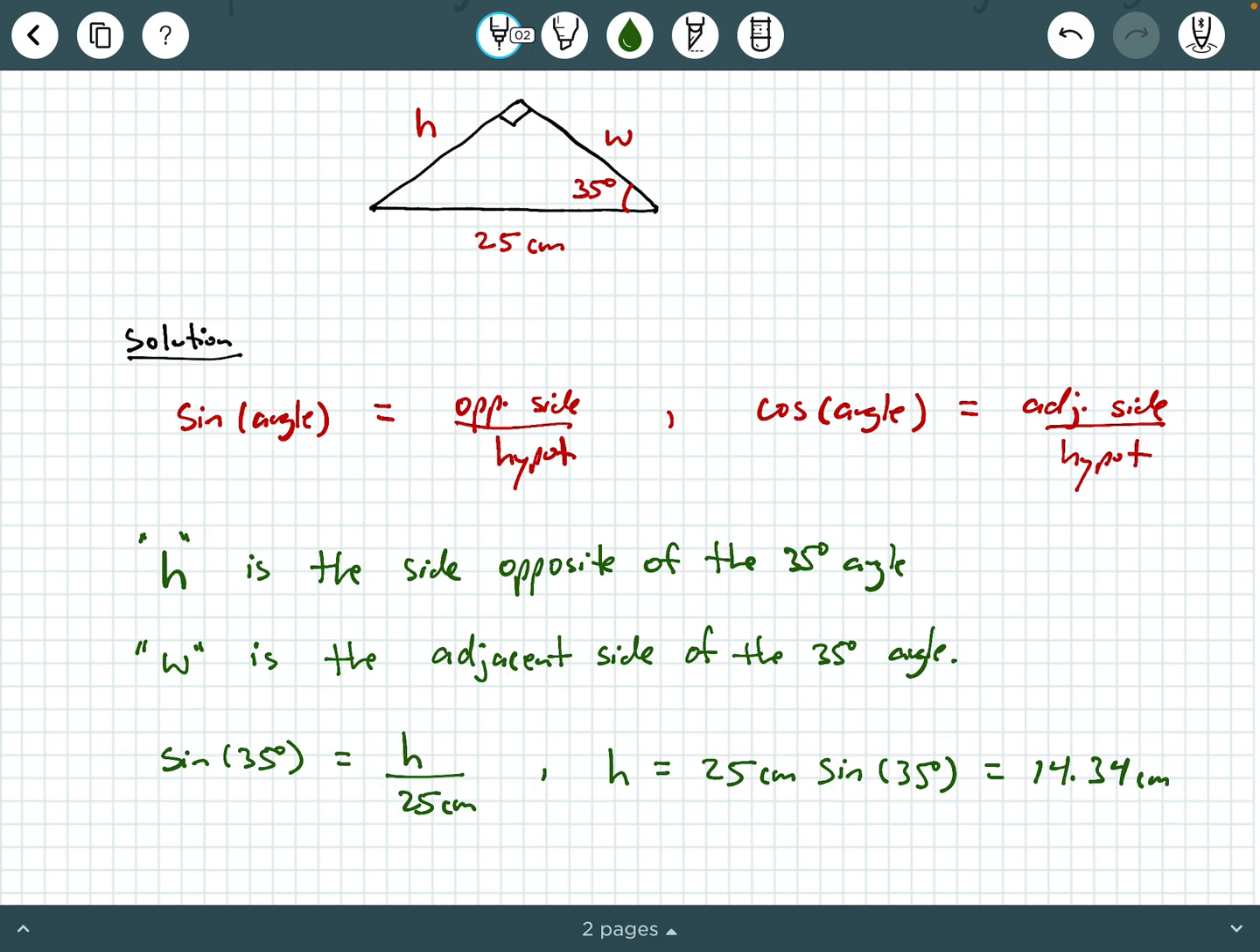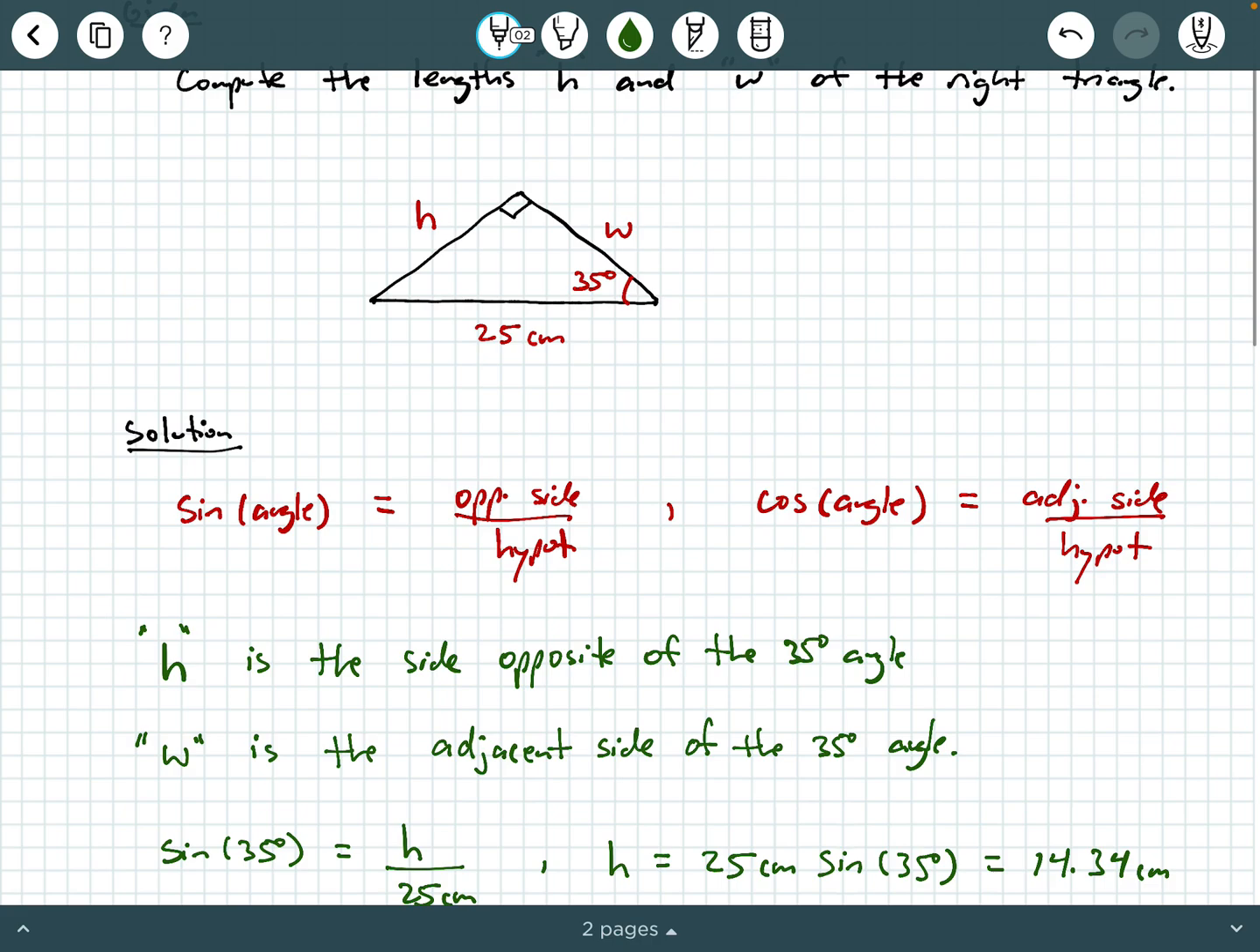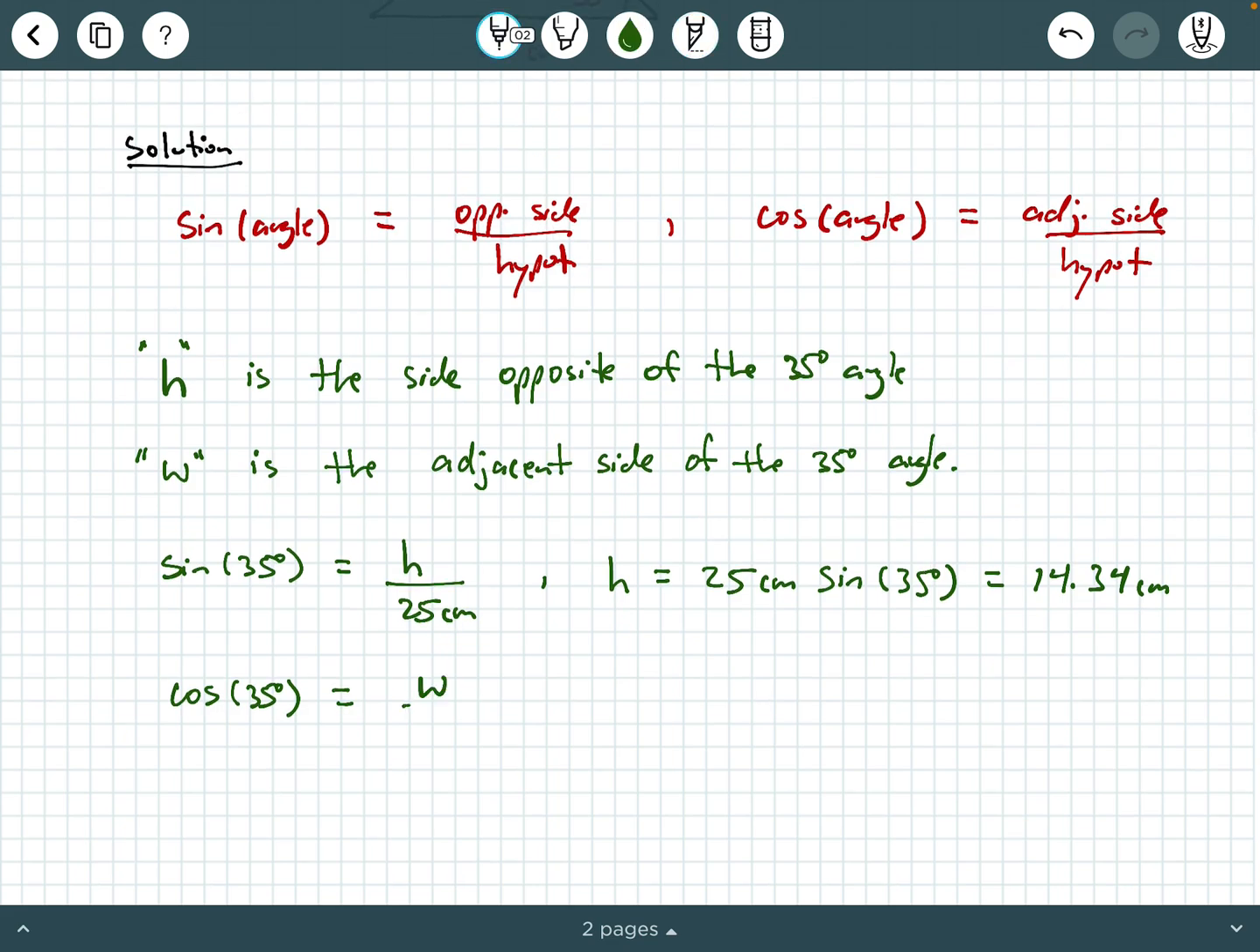And then in a similar way, we can set up our relationship for cosine, and we can say the cosine of 35 degrees is adjacent over hypotenuse. So the adjacent side of this 35-degree angle is w. So we're going to have this is equal to w over 25 centimeters. And we'll say w equals what? Well, 25 centimeters times the cosine of 35 degrees. And I know that because I can cross multiply this 25 centimeters to the left side of that equation. And so when I use my calculator to say 25 times cosine 35 degrees, I get 20.48 centimeters.